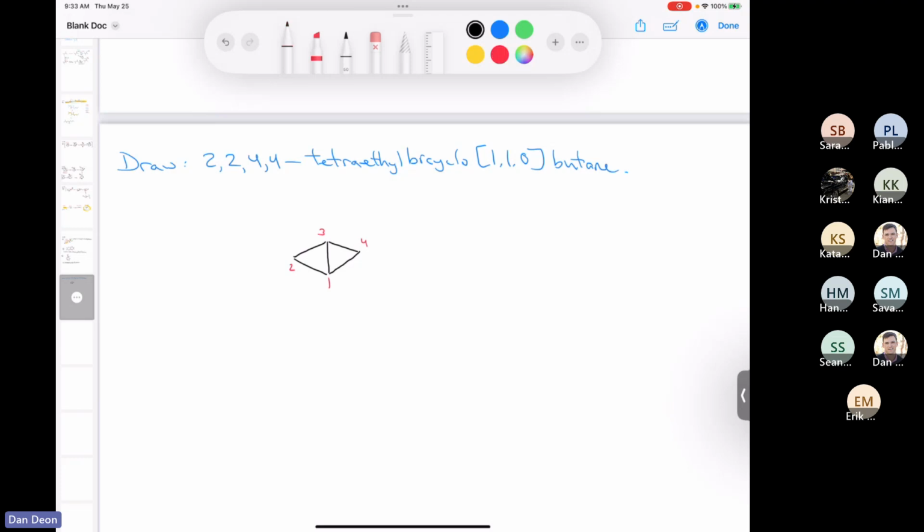So we're going to put an ethyl group here, an ethyl group here, here, and here. It looks like some kind of spaceship or something, maybe. All right. Here we go.